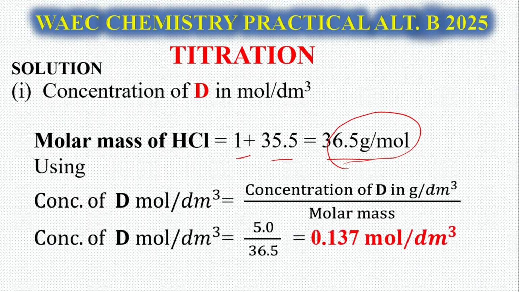Take note, students, anytime you are asked to calculate molar mass, or you need molar mass to solve a particular problem, you need to remember your unit is gram per mole. Please don't forget, we take note of it as an examiner. So let's use that formula: concentration in mole per dm³ equals concentration in gram per dm³ divided by molar mass. The gram per dm³ given in the question is 5, divided by 36.5, we have 0.137 mole per dm³. Remember also, anytime you are calculating mole per dm³, make sure it's always 3 significant figures. It is very important. We take note of it as an examiner in chemistry. That's where your marks are.